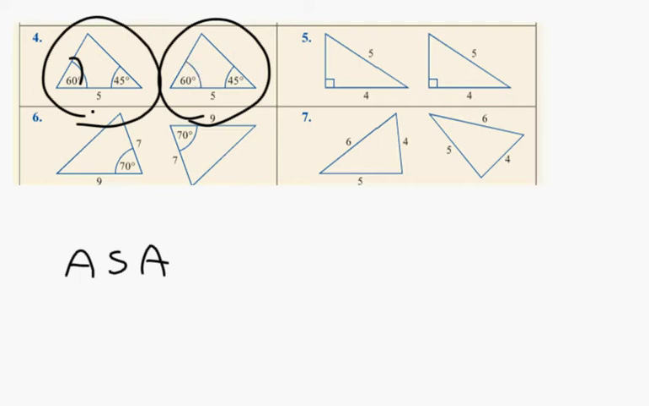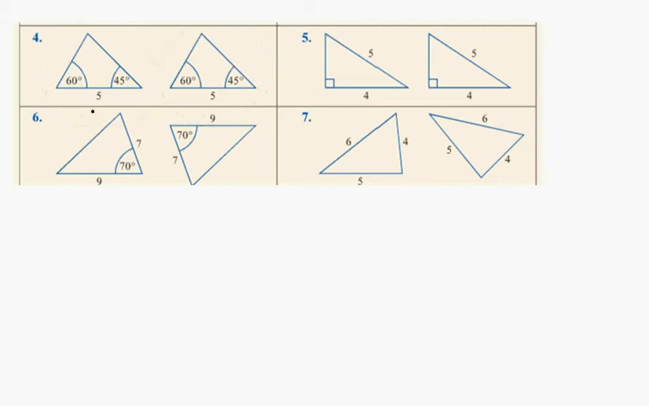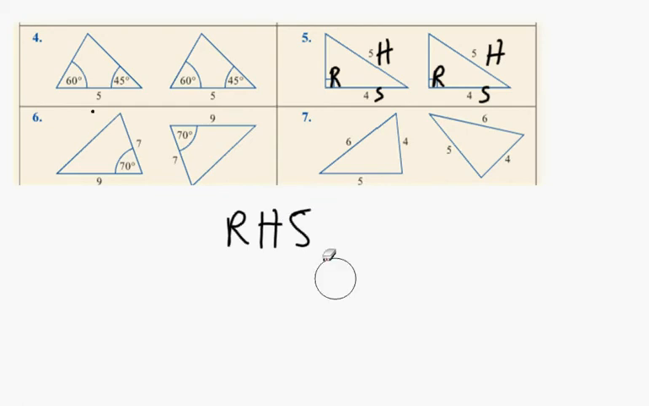Okay. Next one. Question 5. It's a right angle triangle. So you have R. The hypotenuse is the same. H. And then one of the other sides is the same. So what do we call that? RHS. Only for right angle triangles. Okay. For question 6.